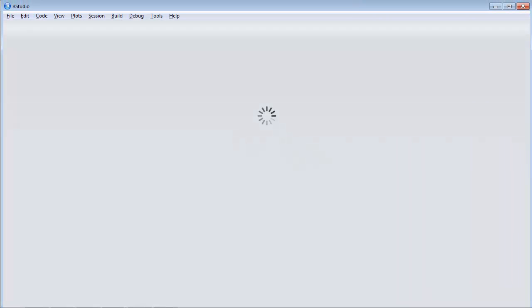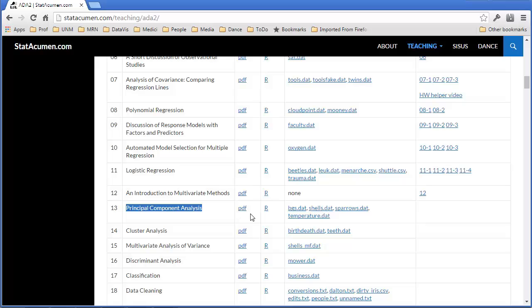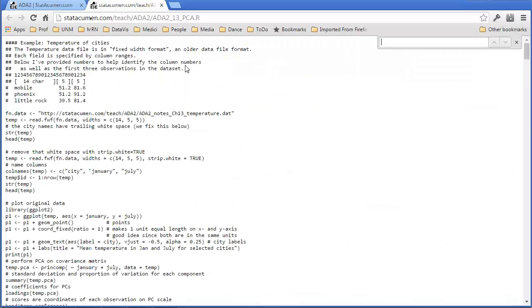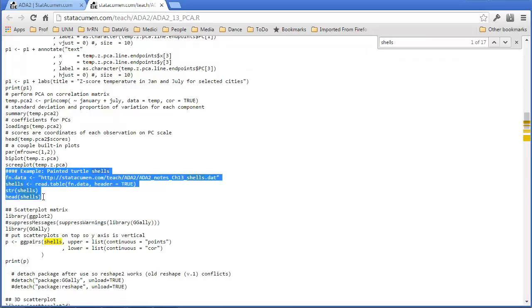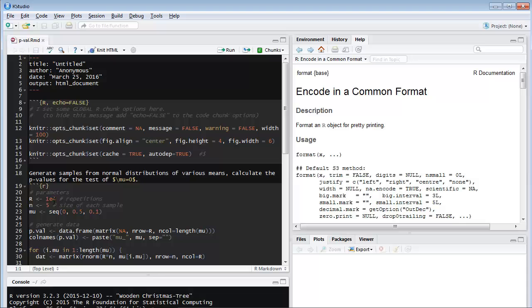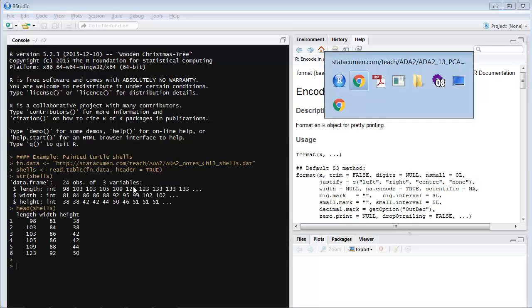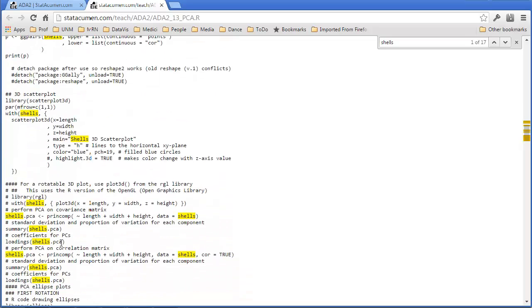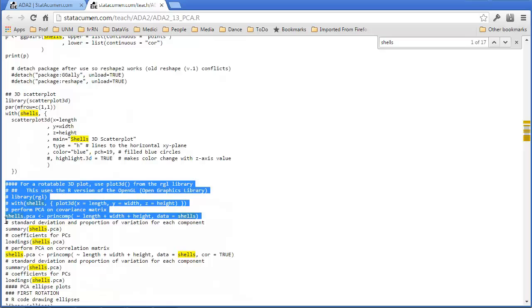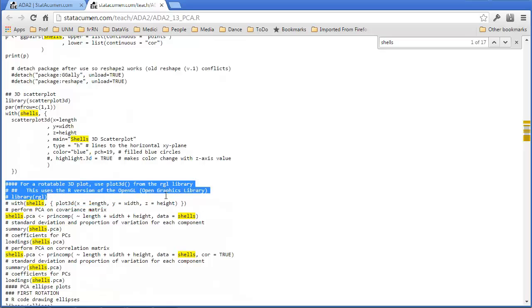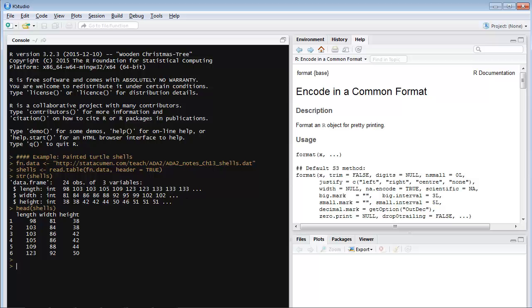So I started up RStudio. I'm going to go to the website and bring up the R code for principal components, and I'm going to look for the shells data set and run the lines that read the data set in. Excuse my previous work here. Let's start new, I'll just paste it to the console. And so I've got the shells data now in R, and I'm going to go back to the code here, and I'm going to output this code. I'm going to remove the comments.